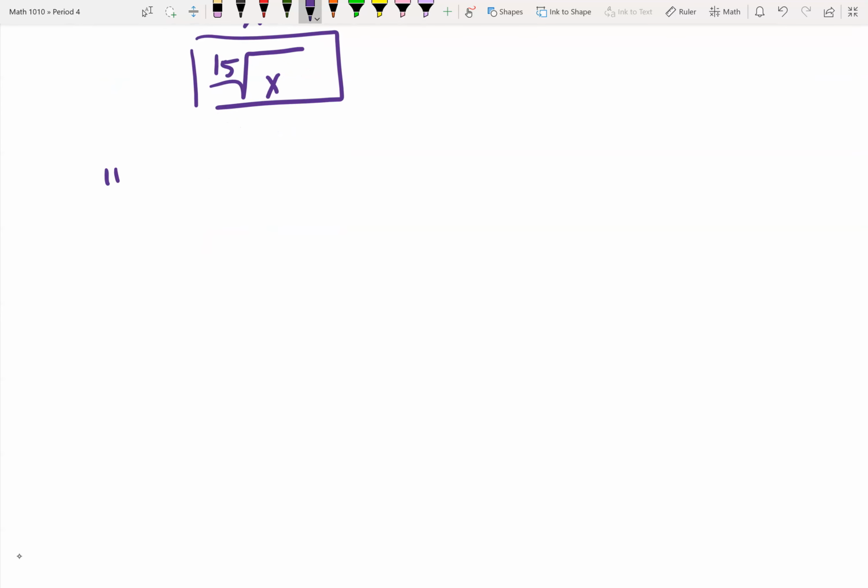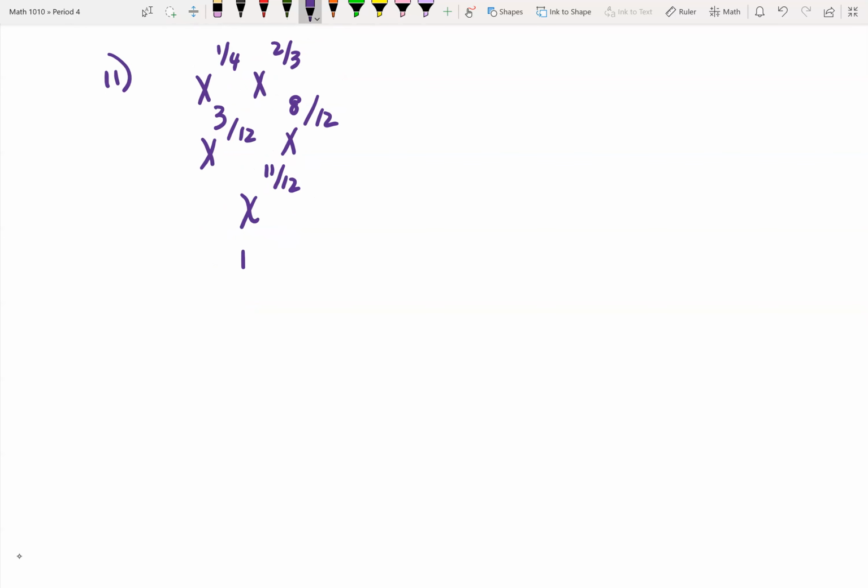Okay? Question 11. I'm multiplying those, which means I need to add the exponents, but I can't add the exponents until I have a common denominator. So 4 times 3 is 12, 4 times 3 is 12, 1 times 3 is 3, 3 times 4 is 12, 2 times 4 is 8. Then I'm adding those, so 8 plus 3 is 11 twelfths. Read the directions, they want it in radical form. So that's the 12th root of x to the 11th, and that's it.